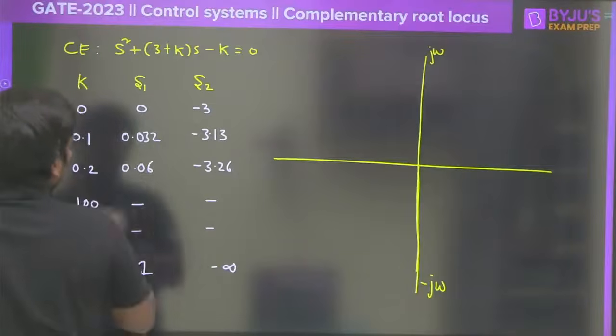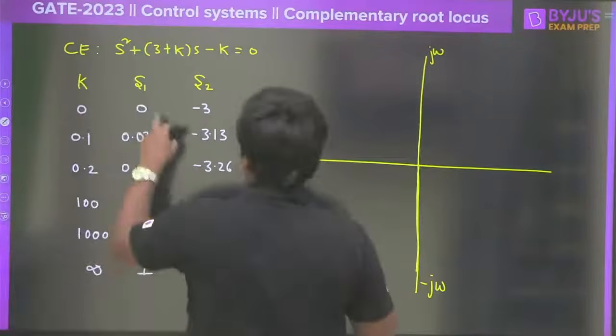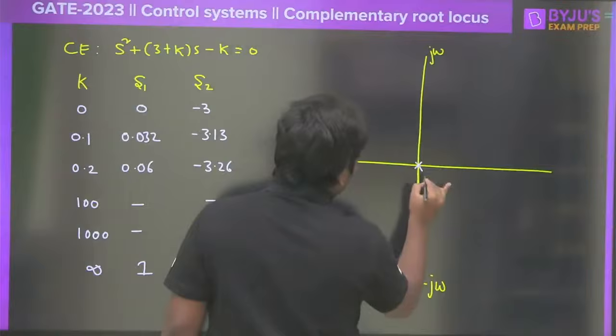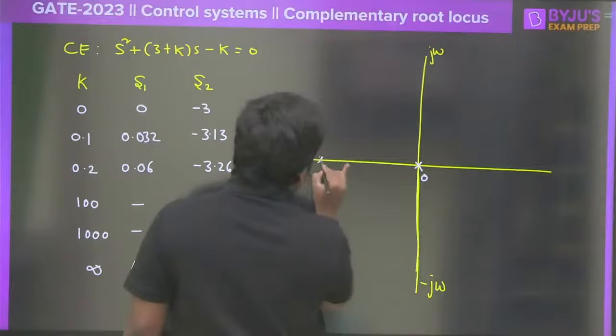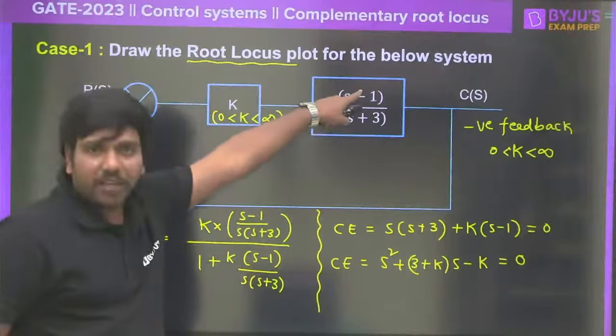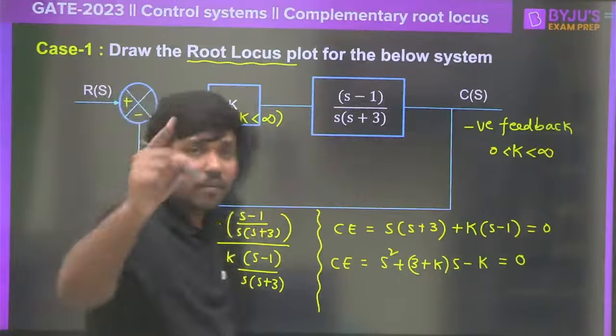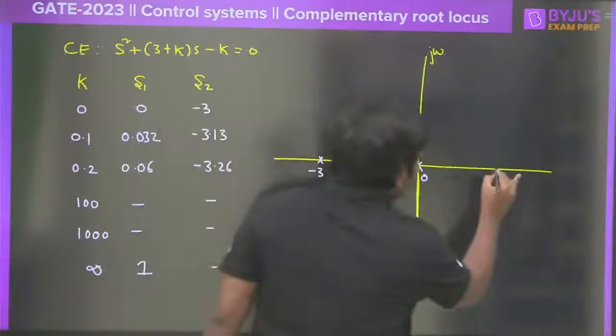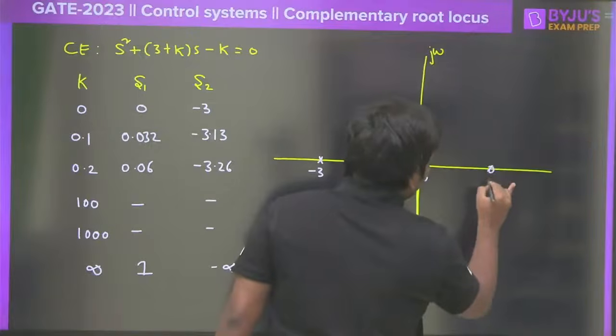When s is equal to 0, we have one pole at 0 and another pole at minus 3, right? And there is a zero here, an open loop zero. Where is it? The open loop zero is at s is equal to 1, right? So s is equal to 1, let me take it here.